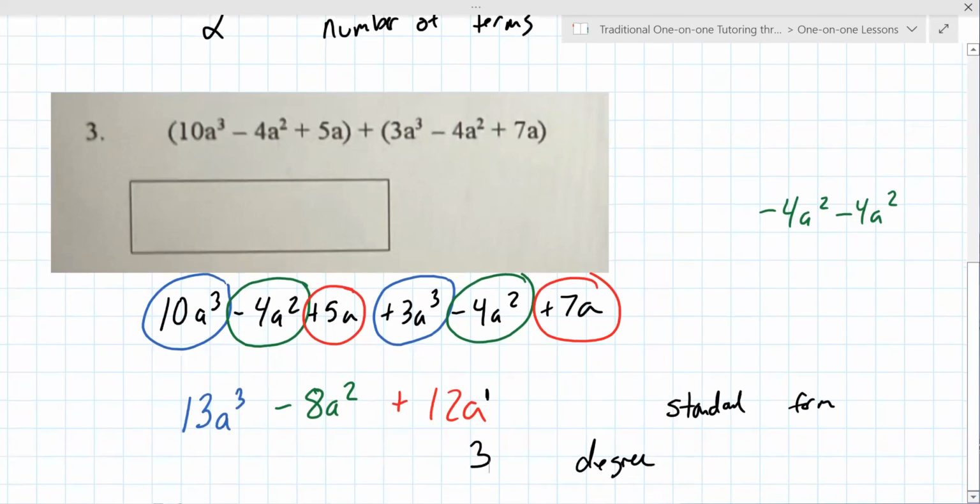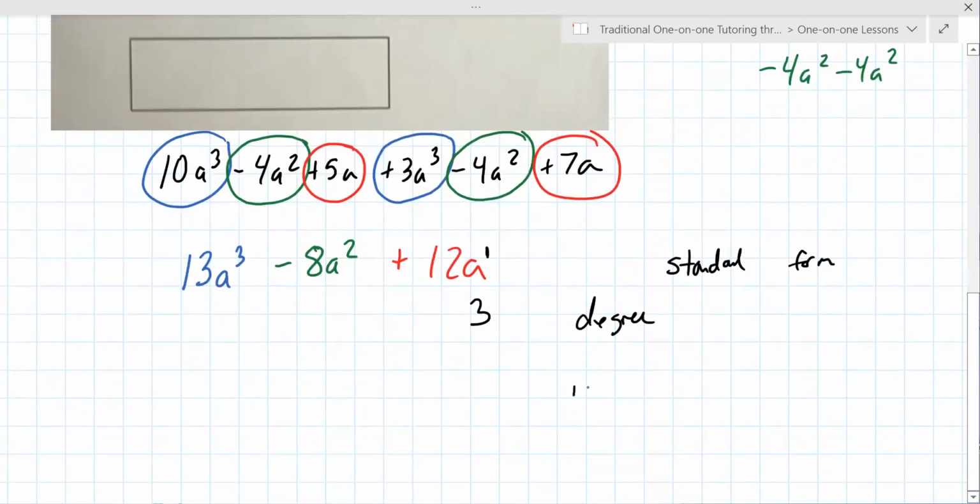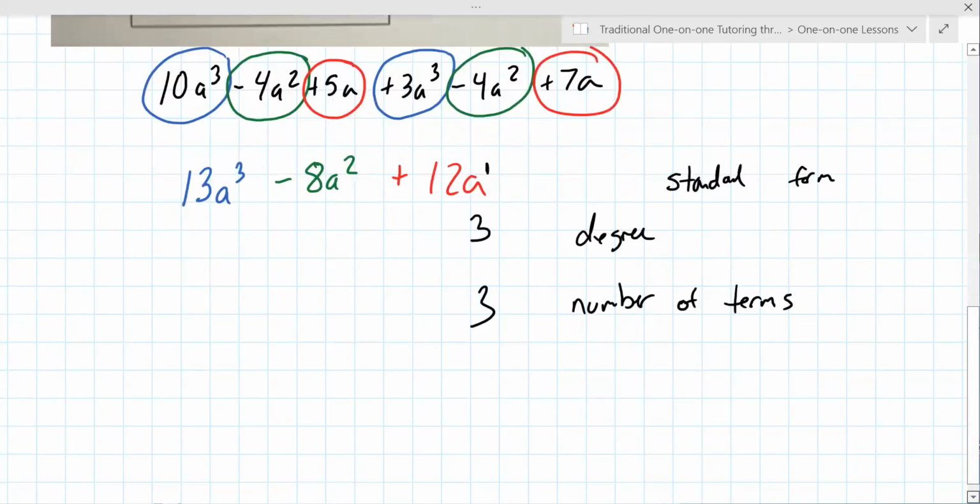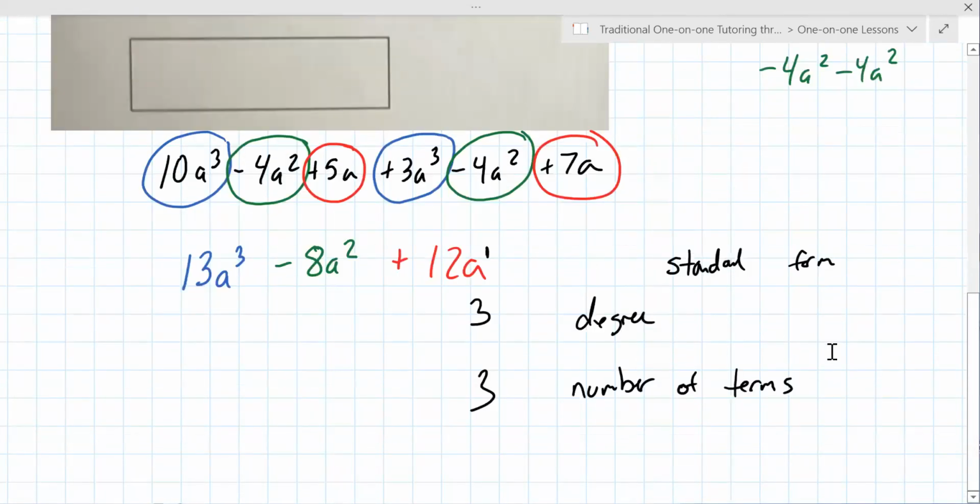And then the last thing you're asked for is the number of terms. 3. Yeah. You're just counting there. Okay, so not bad, right? That's pretty straightforward. The more difficult problems occur when you have this subtraction operator. Did you get all this down? Sorry, I don't mean to move so fast. Yeah, I got it.